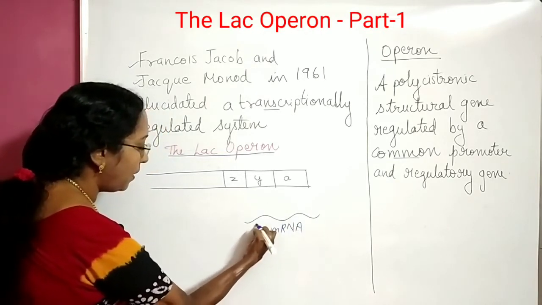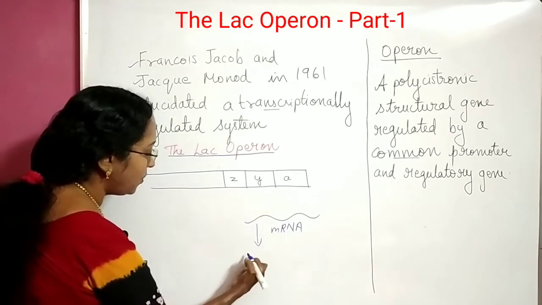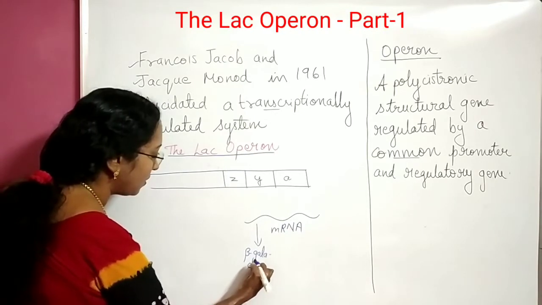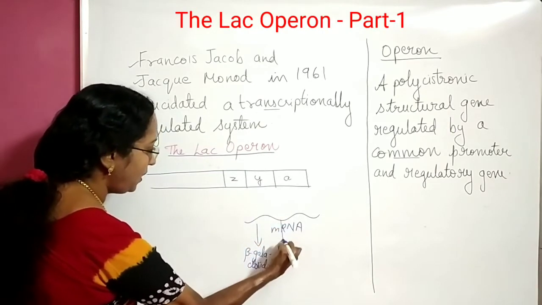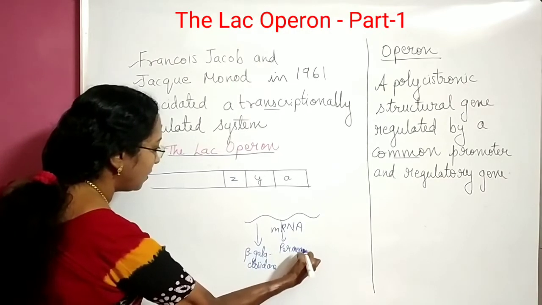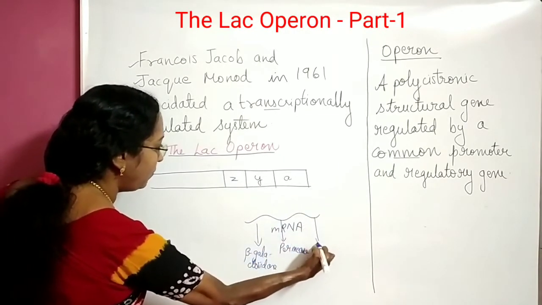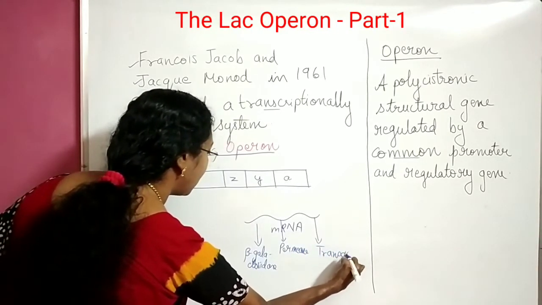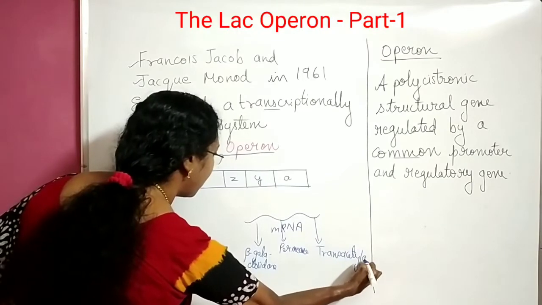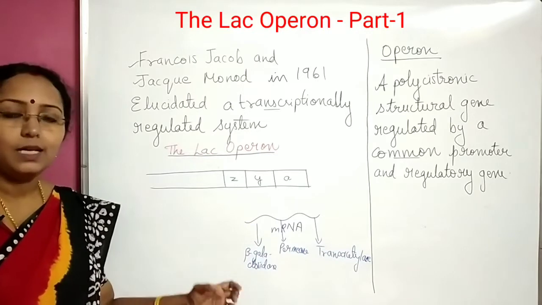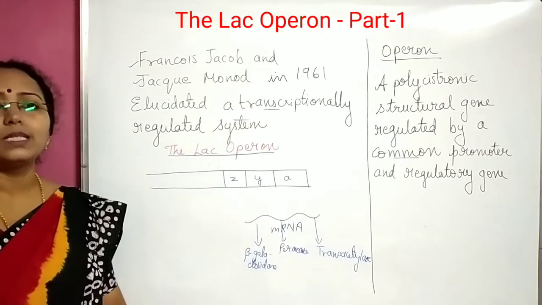From this mRNA, the Z gene produces beta galactosidase. The Y gene produces the enzyme Permease. And the A gene produces the enzyme Transacetylase. Only if all these three genes are expressed will lactose be converted to glucose and galactose.